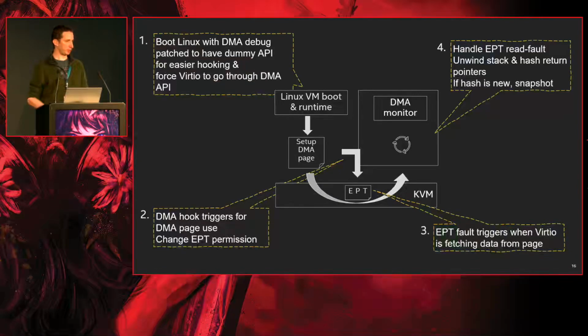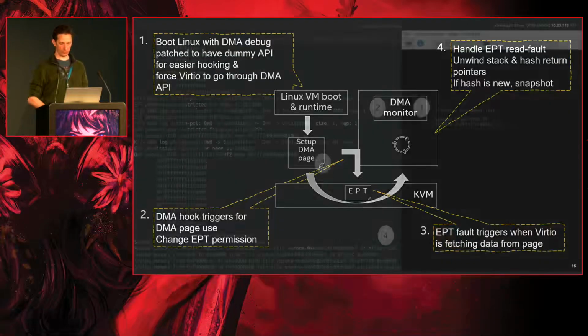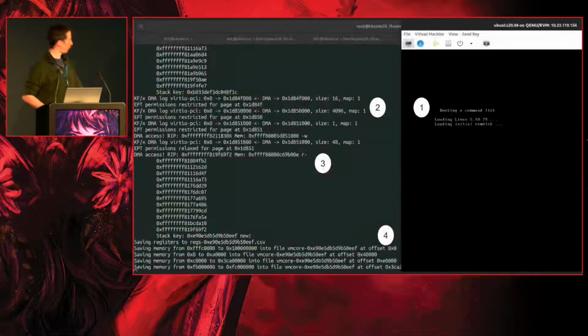Furthermore, using this stack as your context, you can actually just hash the stack return pointers, use that as a key in a hash table, and if it's a new context, you can take a snapshot automatically, which is pretty sweet. Here's a screenshot of how the tool works.